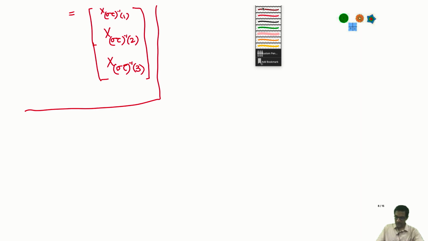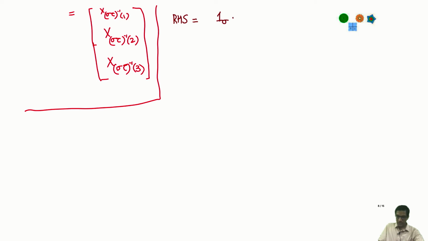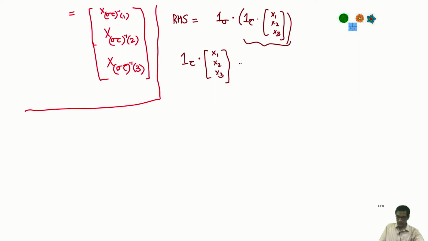What is the right hand side in this case? Recall the right hand side is 1 sigma followed by 1 tau acting on x1 x2 x3. So we have to do this a little more carefully. Let me do it slowly. If I take 1 tau first, let me compute what's on the inside. I take 1 tau and I act on x1 x2 x3. Now when I do that, by definition, this is the vector x tau inverse 1, tau inverse 2, tau inverse 3.